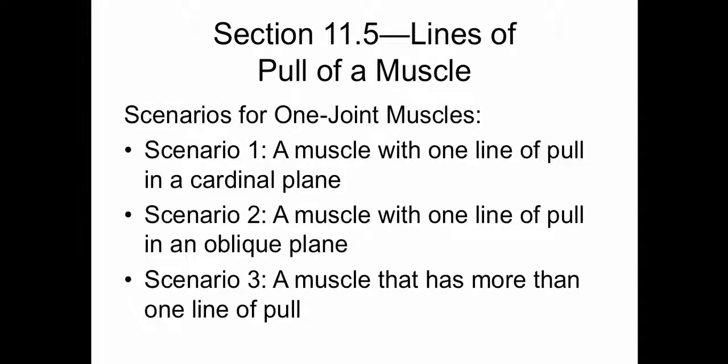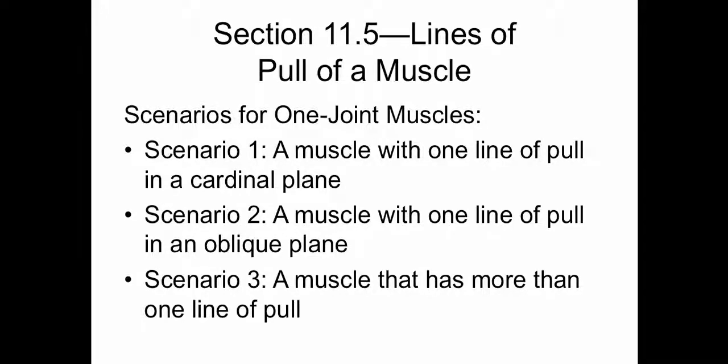Because the line of pull of a muscle relative to the joint it crosses determines the actions that it has, it is important to fully understand the line or lines of pull of a muscle. For each line of pull that a muscle has within a cardinal plane, the muscle will have an action, plus the reverse action of that action.